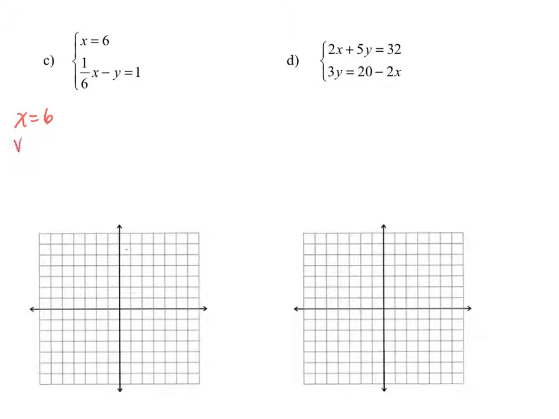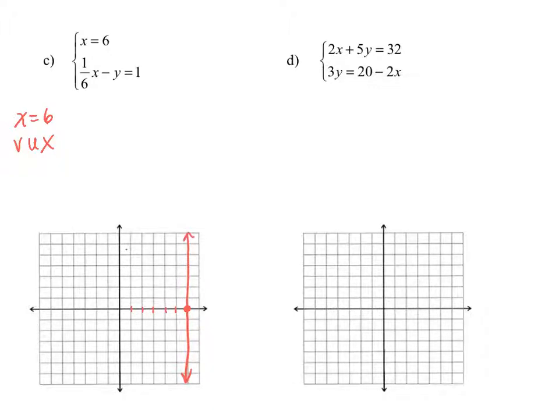So if you remember the VUX, where V stands for a vertical line with undefined slope, and the equation only has an x in it. So we're going to locate 6 on the x-axis using a scale of 1 unit here, and we know that this is going to be a vertical line with undefined slope.